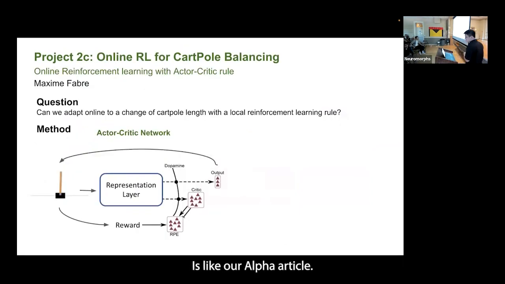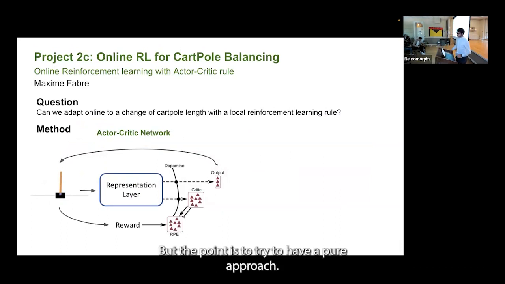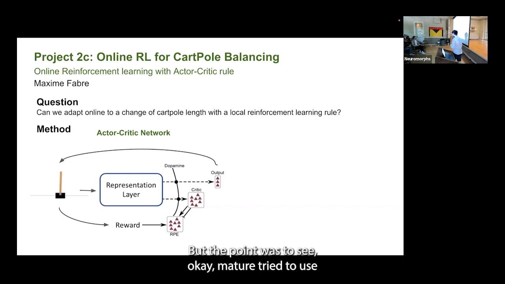Okay, our next project is online RL for pole balancing. This is something we discussed a lot with Mahmoud, so it's a two-person project. But the point there was to try to have a pure RL approach. So go the hard way on this, and we're going to see that this led to limited results. But the point was to see if we can learn online, as in the Hebbian case.